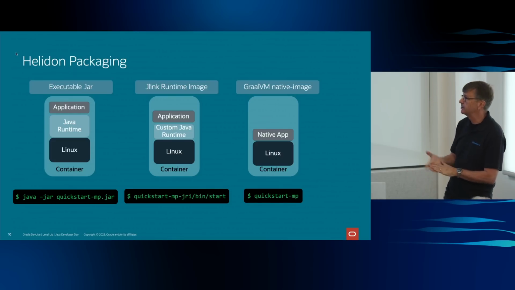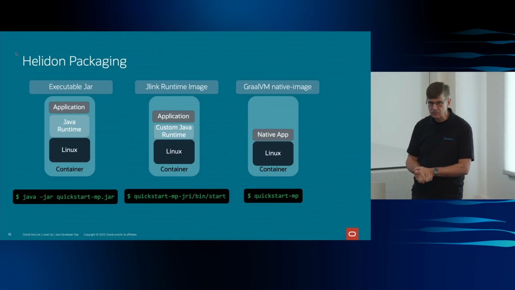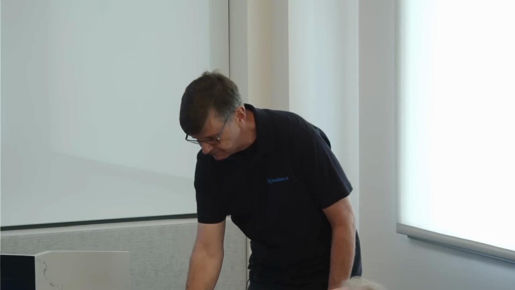And then the third packaging is GraalVM native image. You may be familiar with GraalVM. It has a feature called native image. We support that as well. In this case, you compile the Java application to a native binary. And that native binary, of course, does not require a Java runtime because it's native code. It's a native application, and therefore you just need the operating system, and you just start it like any other native program on the operating system. So we have a vanilla Java executable jar, a JLink runtime image, and a GraalVM native image.